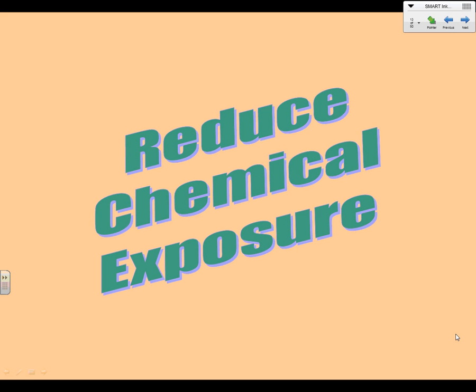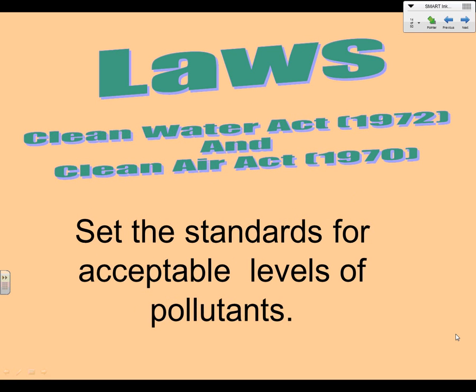All right, the government has done some things to reduce your chemical exposure because they realized this is a problem and we need to reduce it. So we're responsible for regulating the amount of chemicals exposed into our environment to help people and to help our environment. The government came up with two laws: the Clean Water Act of 1972 and the Clean Air Act of 1970. But these laws are only 30 some odd years old. They have not been in place for a long, long time.